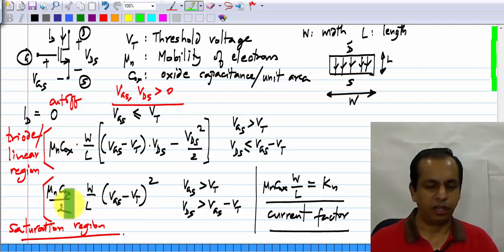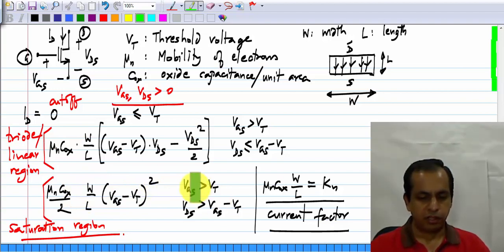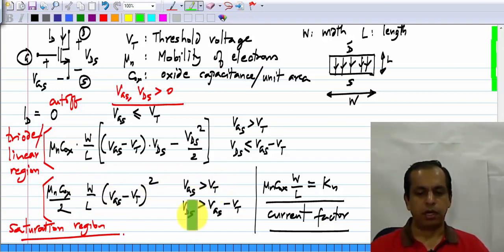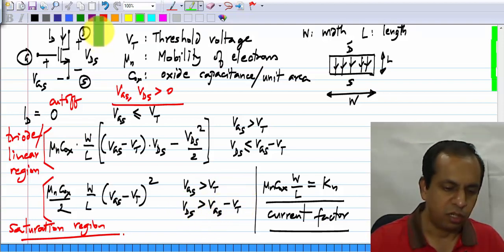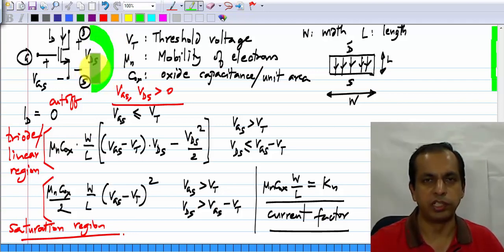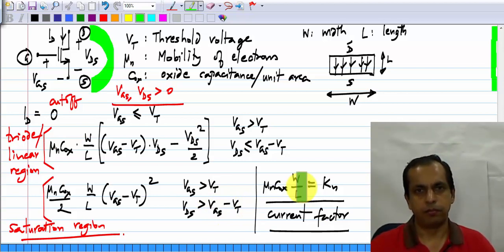There are some historical reasons why it is called the saturation region and so on, but all we need to know is that VGS has to be greater than Vt for the transistor to be on, and VDS has to be greater than VGS minus Vt. That is, all we are saying is that this voltage across port 2, the drain source voltage, has to be larger than a certain value.